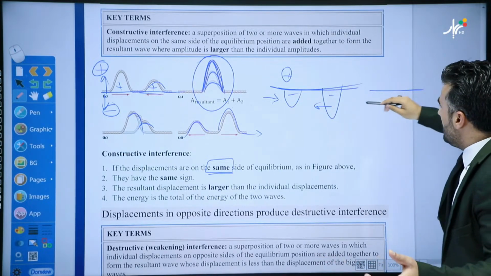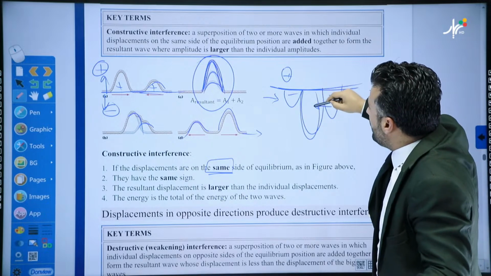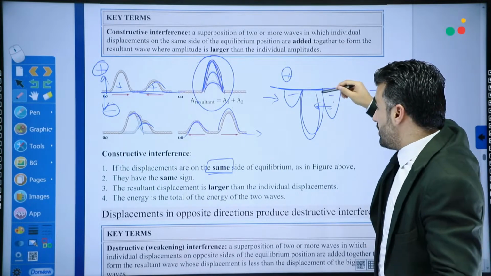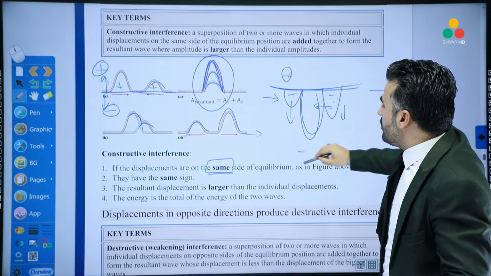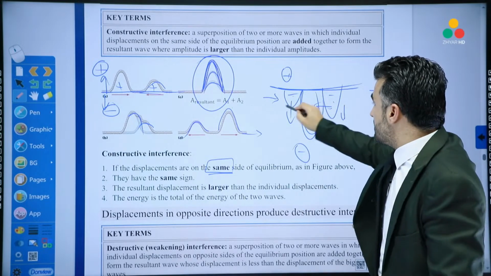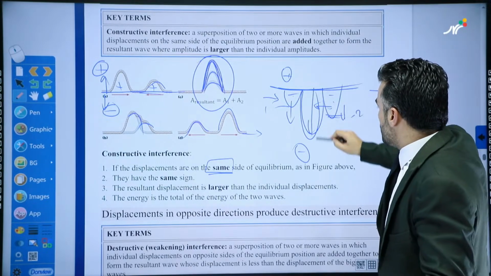So in this case, once these two waves meet, we'll get a wave that is bigger than these two, because these are in the same direction. If they are in the same direction, we add them, but of course it's going to be negative. So if this is -1 and this is -2, let's just assume that the result is going to be -3.